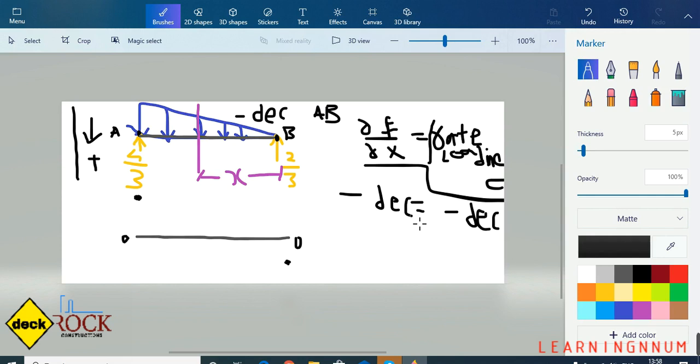Understood? Yes, sir. So tell me, how would that negative decreasing curve be?